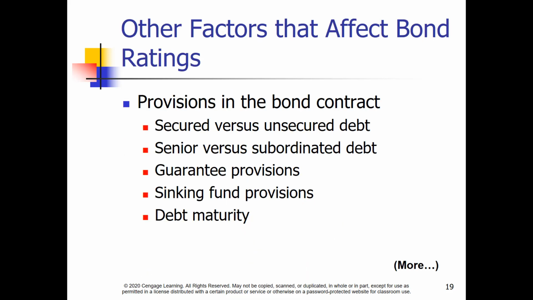Besides the financial stability of the company, factors related directly to how the bond issue is structured can affect the rating. Not all bond issues from the same company are rated the same. If a bond issue has physical or financial security, collateral, backing it, the rating may be higher and the coupon rate lower. In the event of default and bankruptcy, senior debt is paid off before subordinated debt. Any guarantee or sinking fund provisions can impact the rating, as can the maturity of the issue.